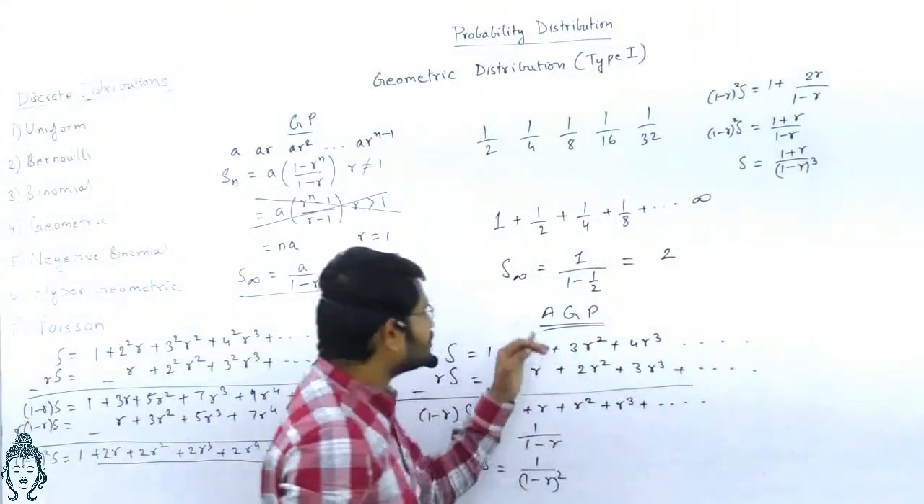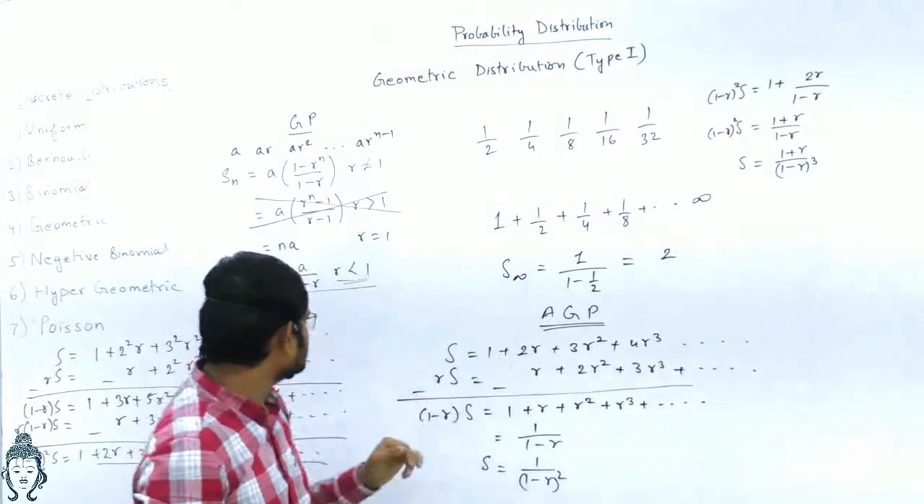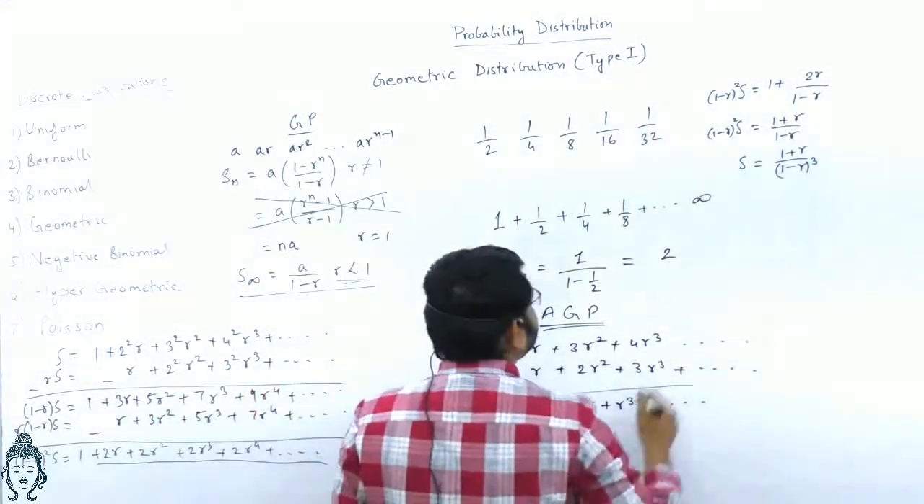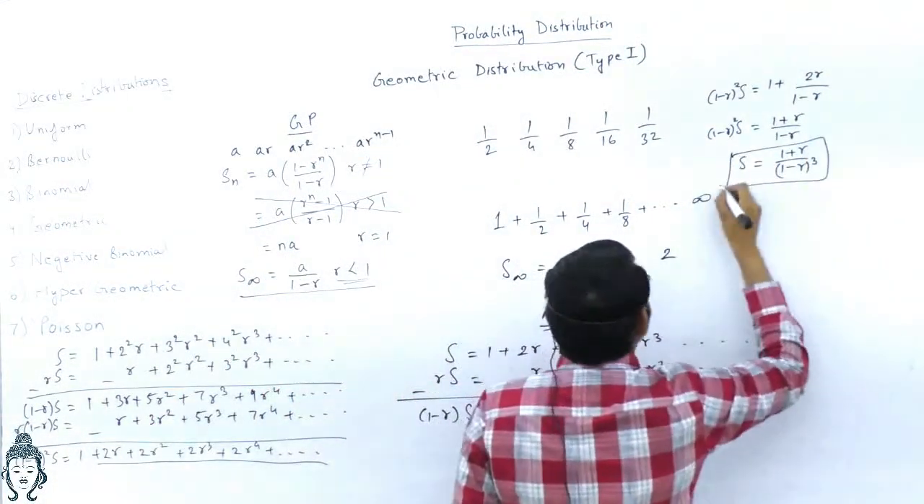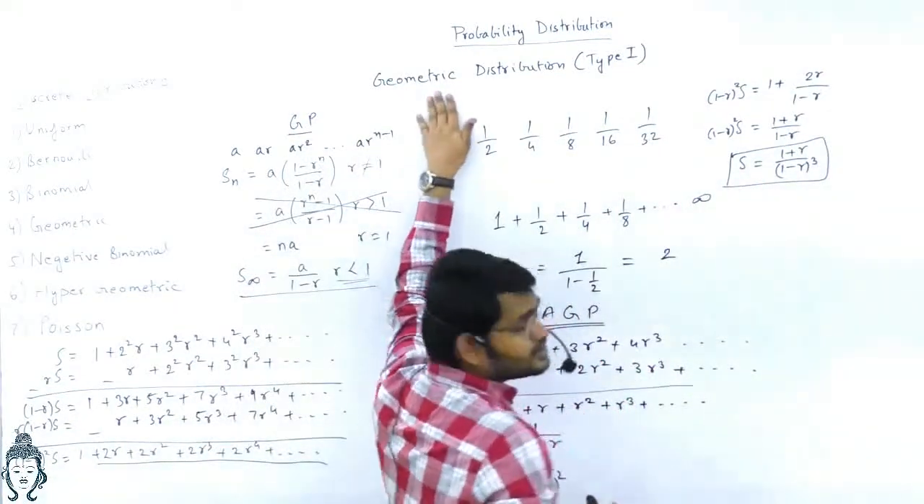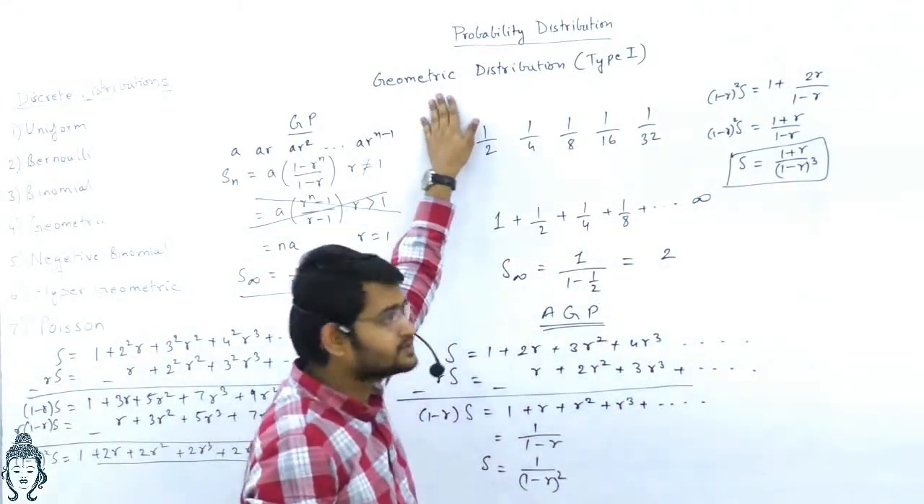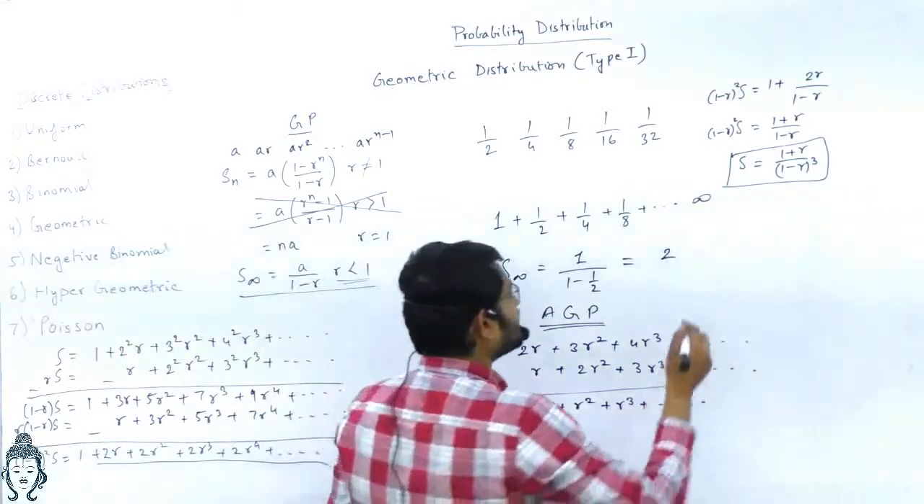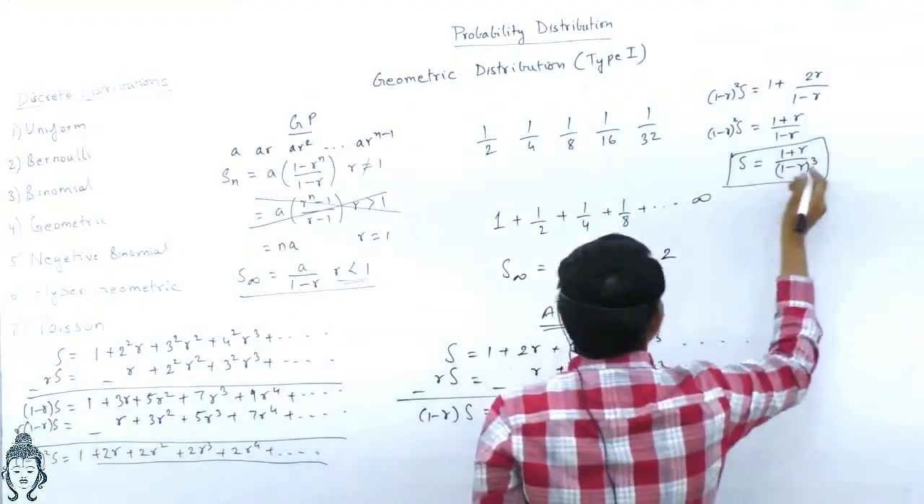Now we are going to use both of these values, the AGP and the special series, that we are getting in geometric distribution. So I'll just write down both of these values.